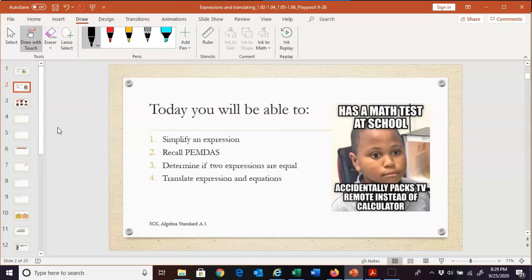And I laugh every time I see this. Has a math test at school, accidentally packs TV remote instead of calculator. I'll never forget one time I was going into my classroom, when I used to work in a brick and mortar school, I tried to open my classroom door with my flash drive. I had a keychain that had those flash drive holders on it, and I was legit trying to put it into the holder. This meme reminds me of that.